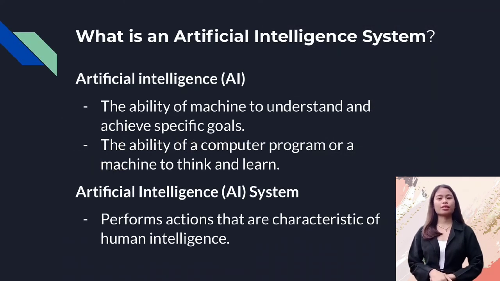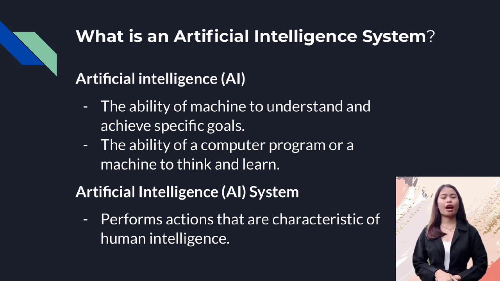Artificial intelligence is a system in which a computer performs actions that are characteristic of human intelligence. Artificial intelligence is the ability of a machine to understand and achieve specific goals. Artificial intelligence includes machine learning and deep learning. The former refers to machines automatically learning from existing data without being assisted by human beings.